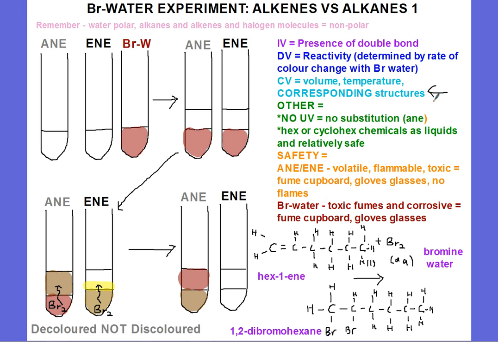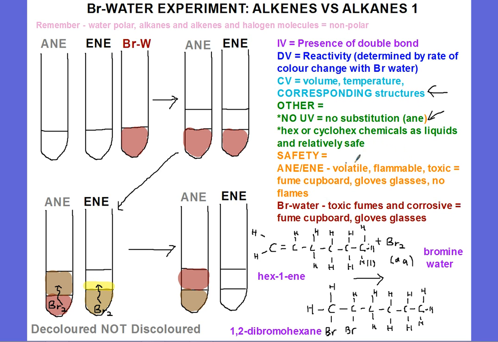What other conditions did we have? We had no UV light, so there could be no substitution reactions. The alkane couldn't react in the absence of UV light. We used either hexane and hexene, or cyclohexane and cyclohexene, because they're liquids. We could actually do the experiment with them because they're liquid molecules, and also relatively safe compared to some other alkene and alkane compounds we could have used.